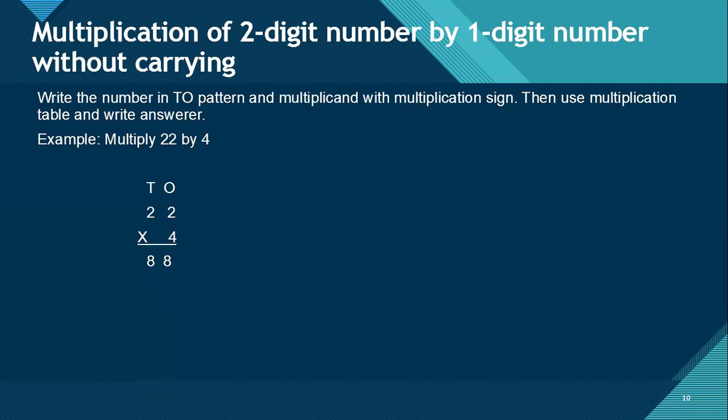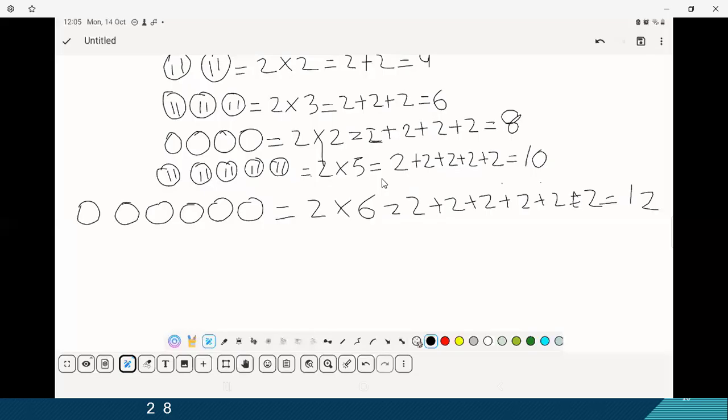Now take one more example. 14 multiplied by 2, we have to write in TO pattern. 14 in TO pattern, then multiplication sign with 2. So 2 is a multiplier that we need to multiply with 14. Then 2 is multiplied by 4 first. That is 4 into 2 is 8 by the multiplication table. And then 2 into 1 is 2. That will be the 2, 28. So we'll see some more examples.